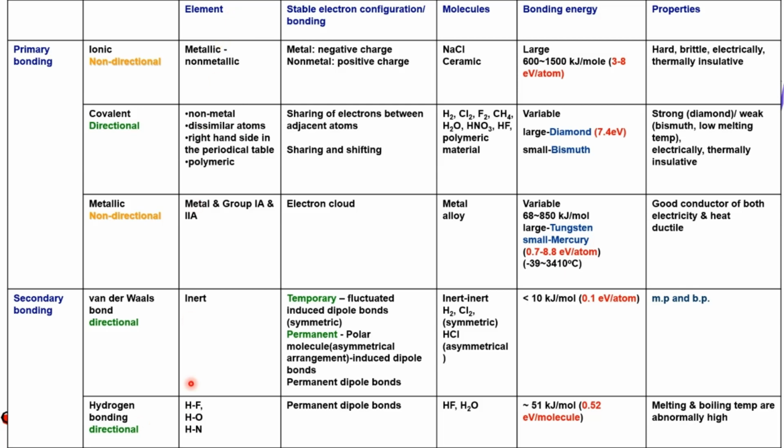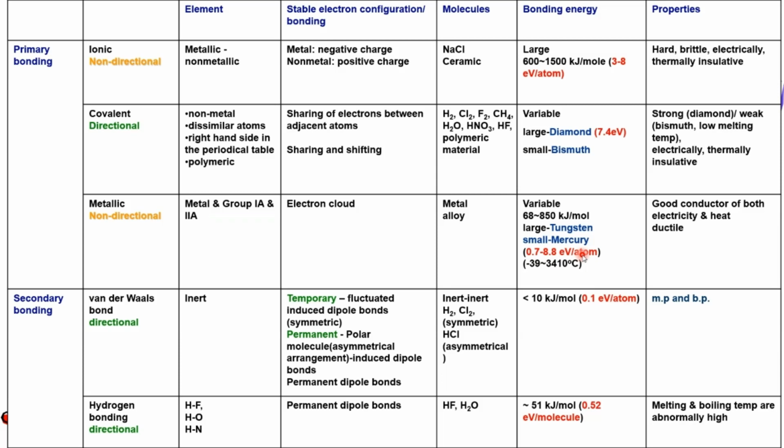Okay, and these are the cases for you to see. And here is the bonding energy. For the ionic bond, the energy will be between 3 to 8 electron volts. And for the covalent bond, it can be very weak and very small, so the range is wide. As well as for the metallic bond, the energy level ranges from very small to very large.